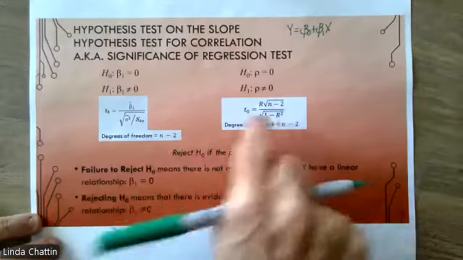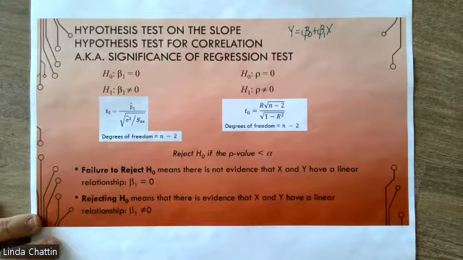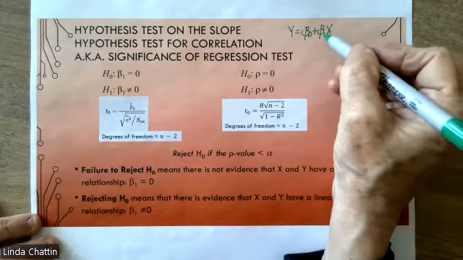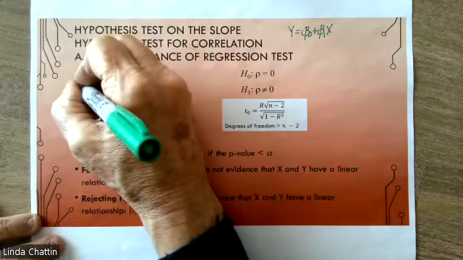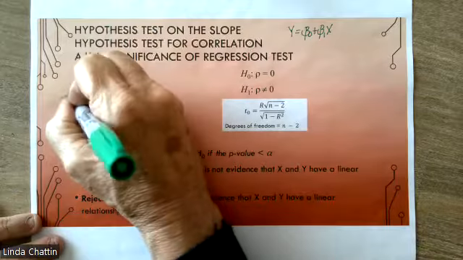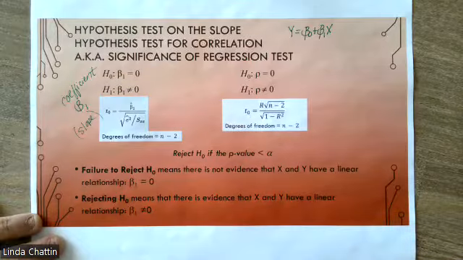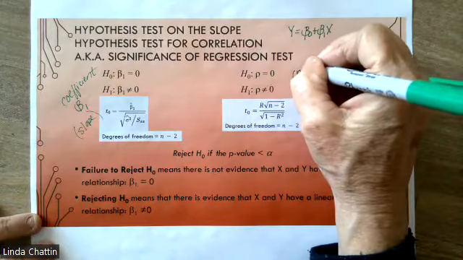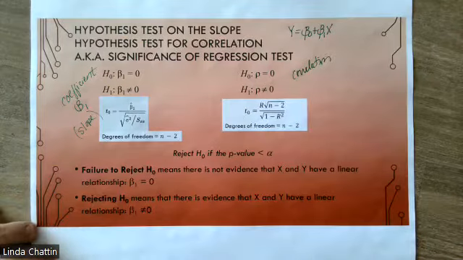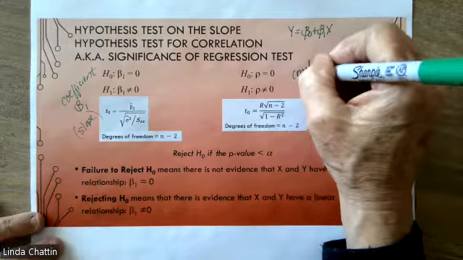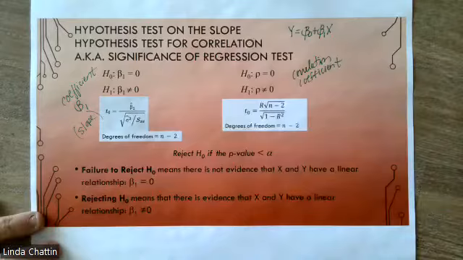There are two hypothesis tests that we're going to do. This is going to be a hypothesis test on the coefficient on x, so the hypothesis test on the coefficient beta 1, which is also the slope. I mean, we already know this. And this is a hypothesis test on what we call correlation. The correlation coefficient, technically, is the Greek letter rho.